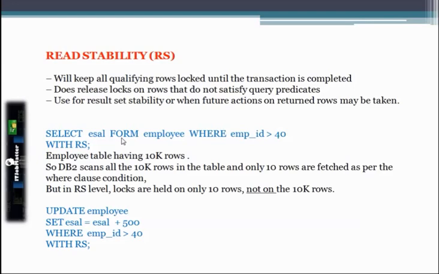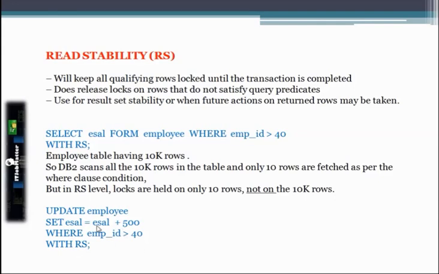So if we are using read stability, then locks are held on only 10 rows, which is the result set of this query, not on the entire 10k rows. Let's say I'm trying to update the employee salary by 500 for all the employees whose employee ID is greater than 40, and the isolation level which I'm using here is read stability.